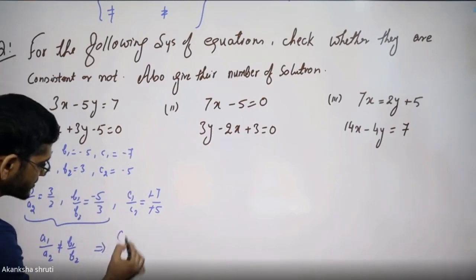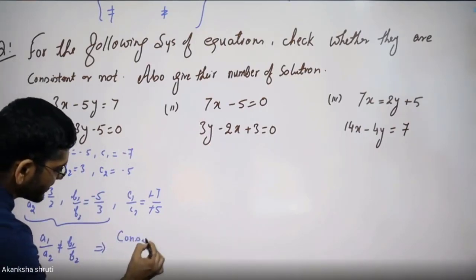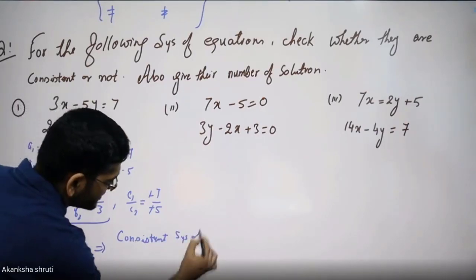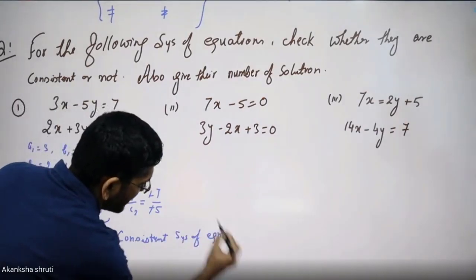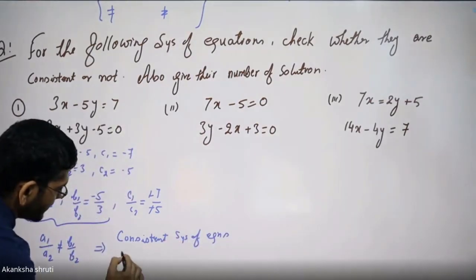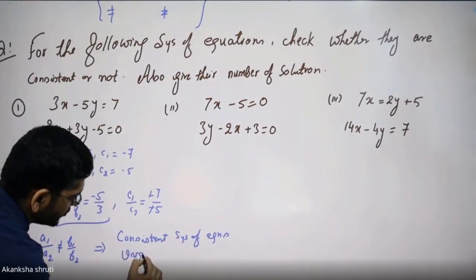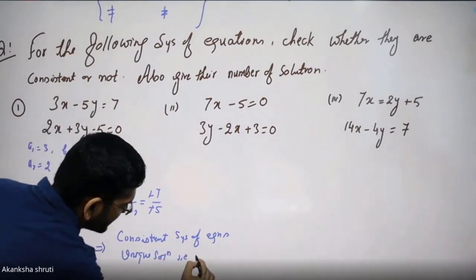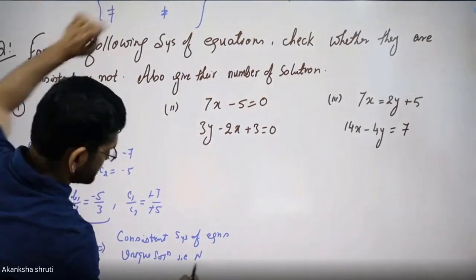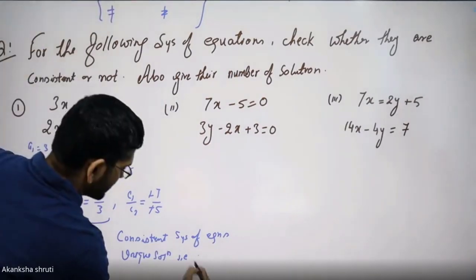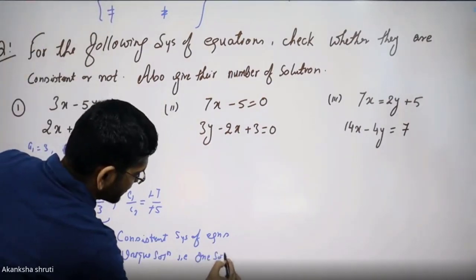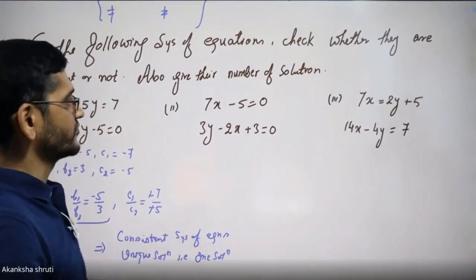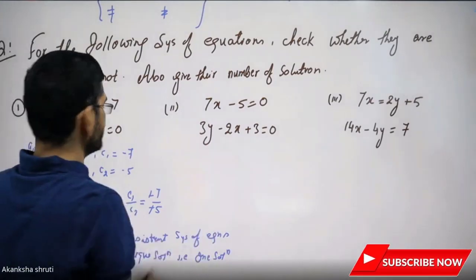So it is a consistent system of equations, and the solution is a unique solution, that is, the number of solutions is only 1, or one solution. What is that value? The value is not asked; we will learn the value tomorrow. Now let us come to the second one.